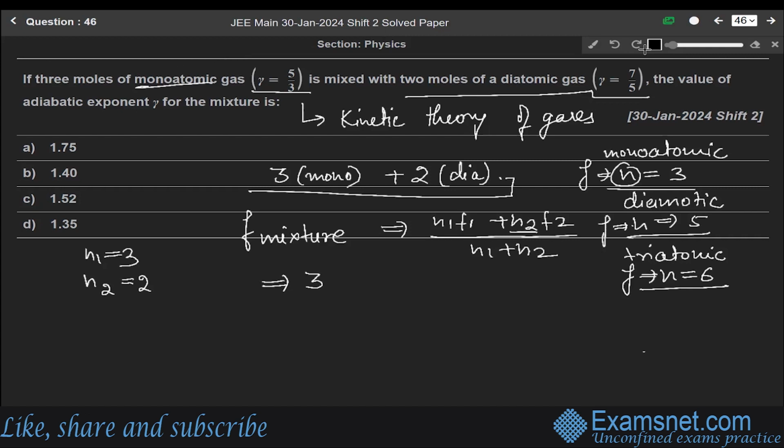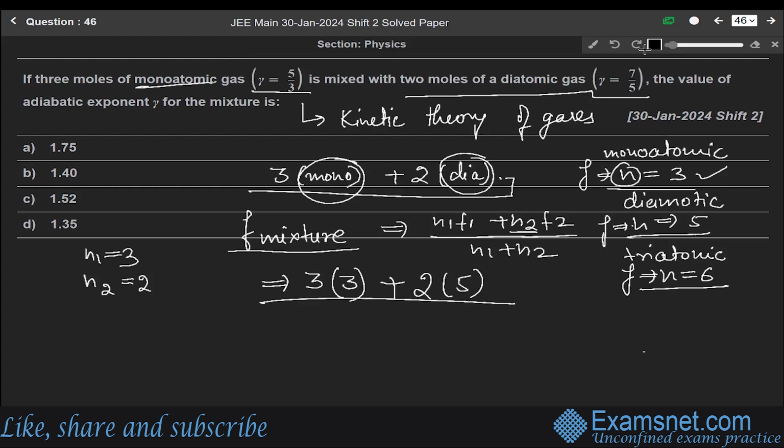The degrees of freedom for this whole mixture will be 3 into F1, where F1 is for monatomic, which is 3, plus N2, which is 2, into F2, where F2 is for diatomic, and for diatomic the degree of freedom is 5, all over N1 plus N2, which is 3 plus 2. So the F mixture will become 3 times 3 is 9, 5 times 2 is 10, over 3 plus 2, which is 5. So it will be 19 over 5.